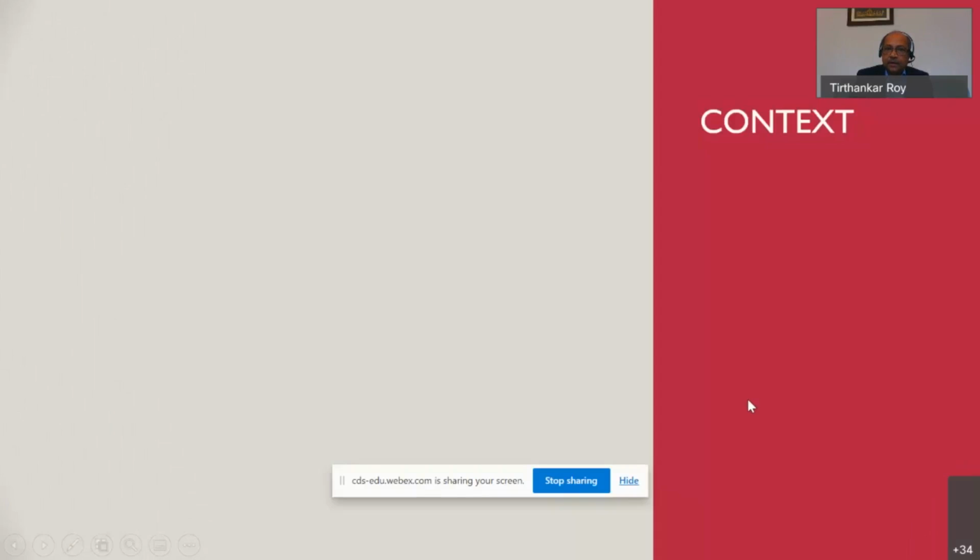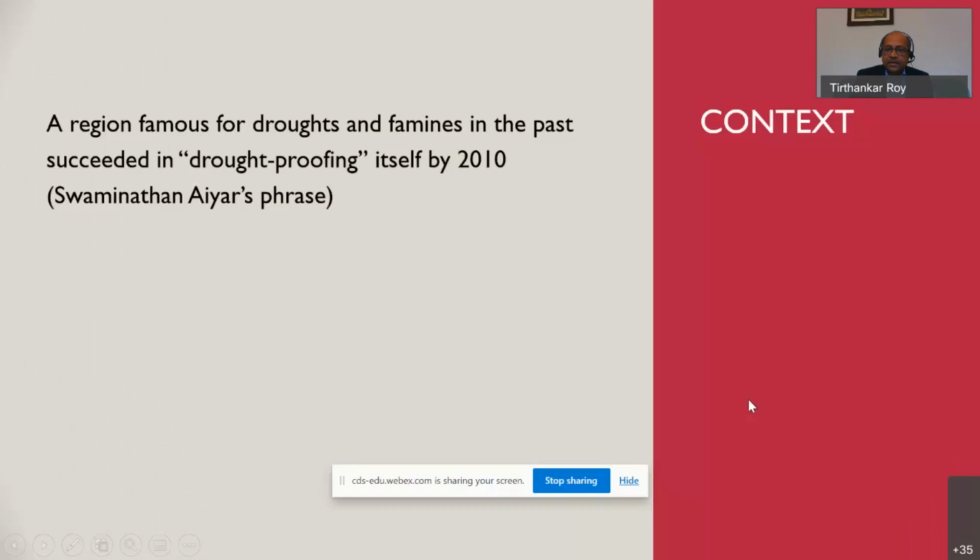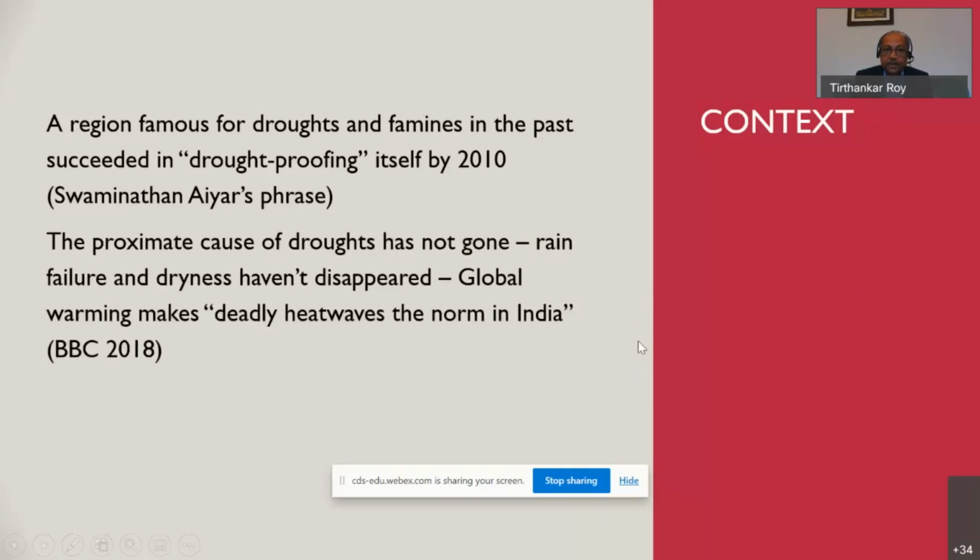Okay, so just to start with a context for what I'm going to talk about today, let me just cite very randomly some of the things that are said about environment and economic change in contemporary India, in present-day India. Drought proofing is a phrase that Swaminathan Iyer used once. I got it from a newspaper report, so I don't know where he said it, but the statement that he made is that a region which has been historically very famous for droughts and famines in the past, like India, succeeded in drought proofing itself by 2010. So there was no major natural disaster of that kind after that, or it was handled pretty well.